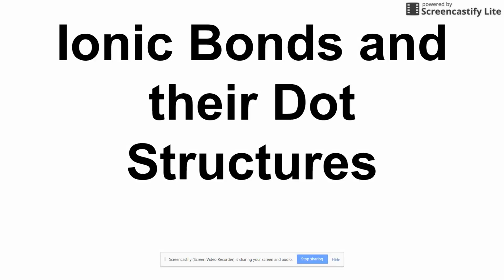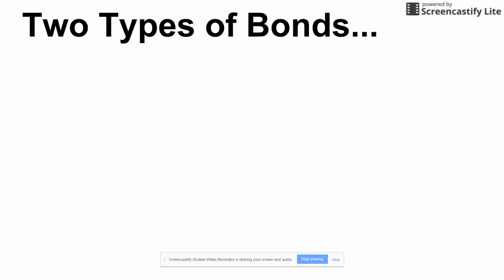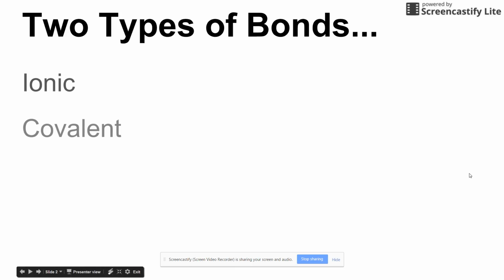In these slides, we're going to talk about ionic bonds and their dot structures. So just a little background information. There are two types of bonds. The first one, ionic bonds, we're going to talk about first. That's what these slides have to deal with. But there's also this thing called covalent bonds, and our next slides will address covalent bonds.